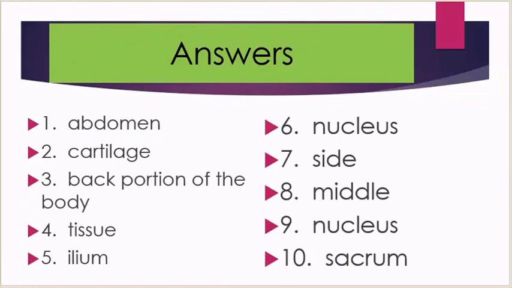Answers. Number 1 is abdomen. Number 2, cartilage. Number 3, back portion of the body. Number 4, tissue. Number 5, ileum. Number 6, nucleus. Number 7, side. Number 8, middle. Number 9, nucleus. Number 10, sacrum.